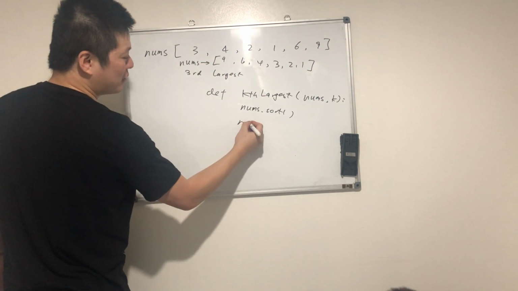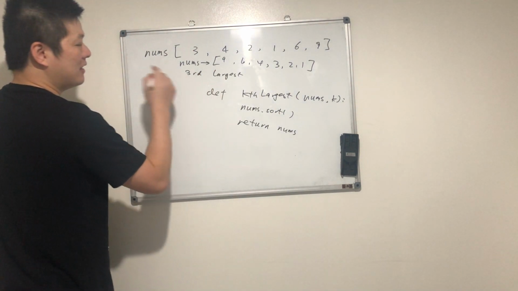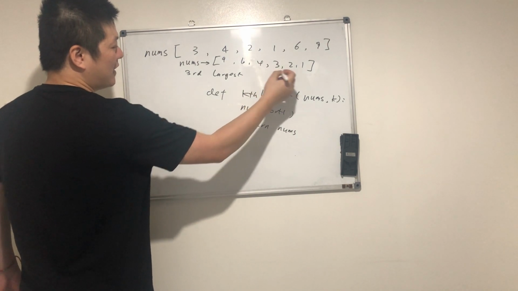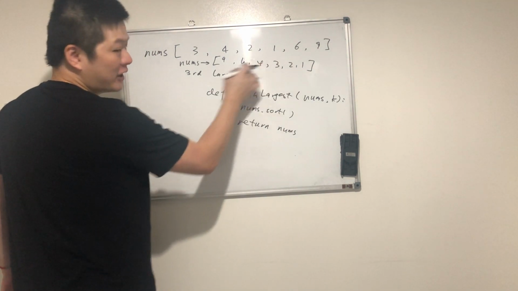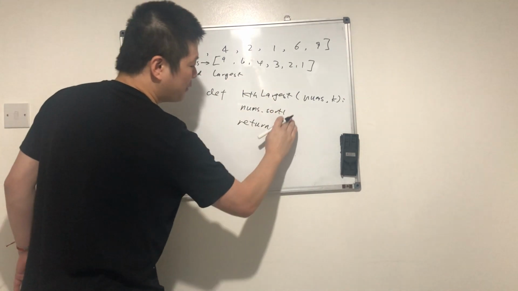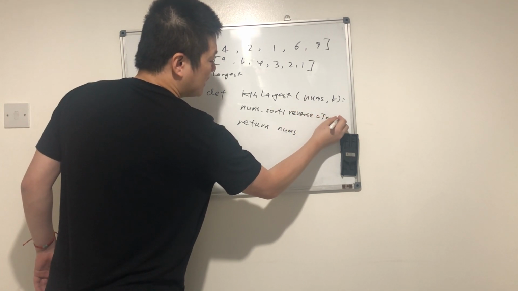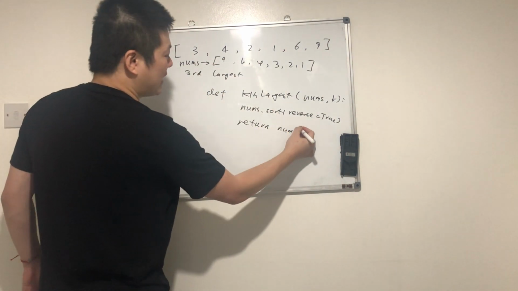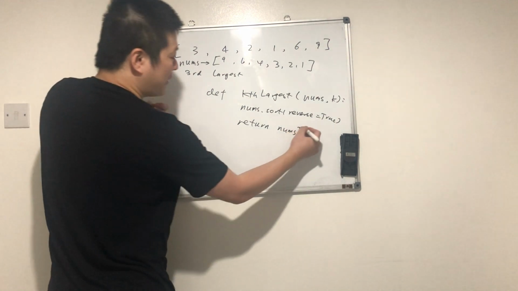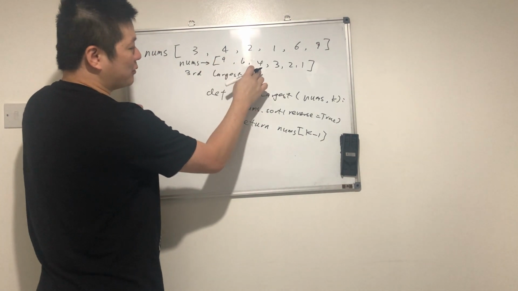And then you just need to return nums. No, actually it will be the reverse, because nums.sort will be 1, 2, 3, increasing order. If you want to make it in descending order, you have to put a key, reverse equals true. Then what we return is the third largest number, so that will be k minus 1, because it starts with 0. The third number will be 0, 1, 2, which is 4, right?